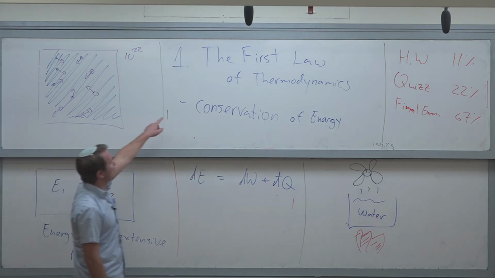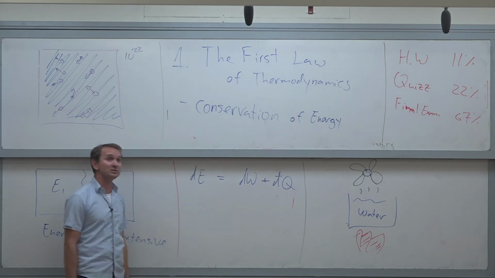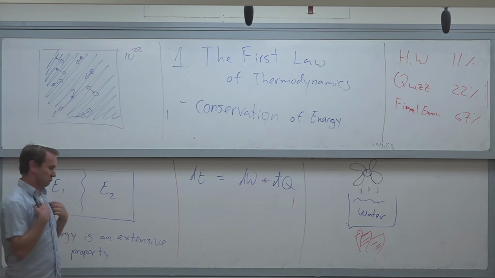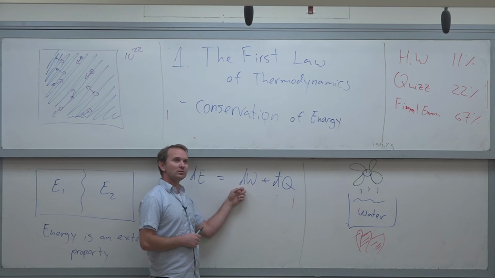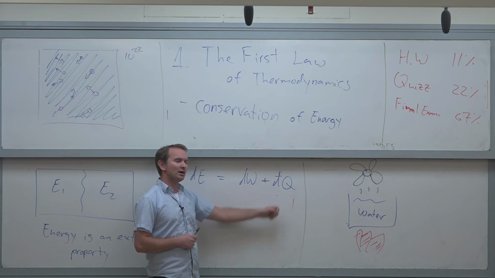So the first law of thermodynamics is this equation over here, which is simply conservation of energy, when I'm thinking that the energy can be modified only by performing work on the system or by the system, and the flux of heat inside of the system or outside of the system.